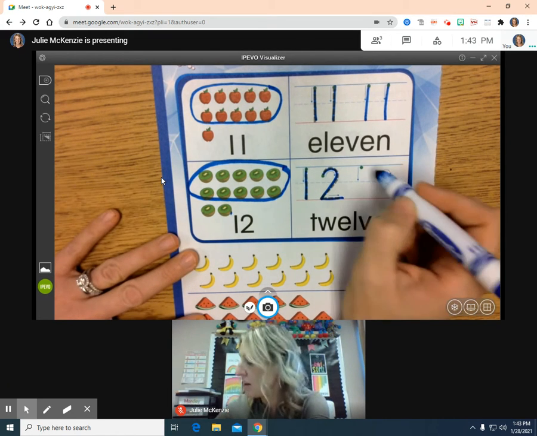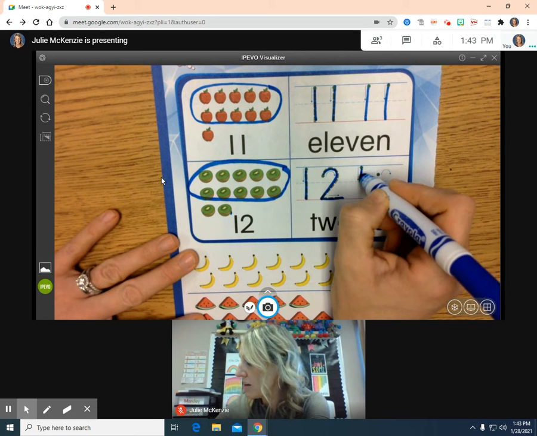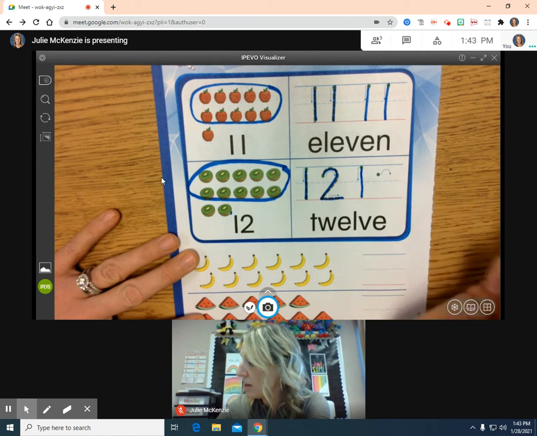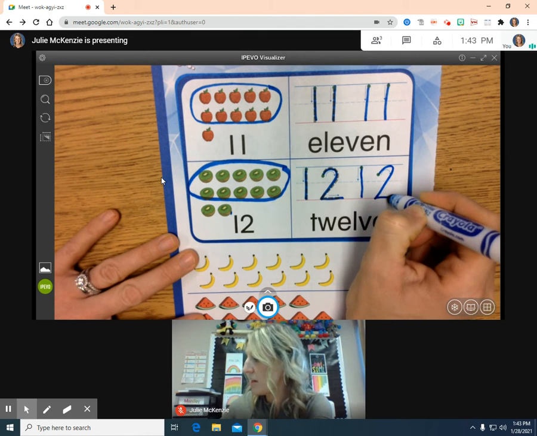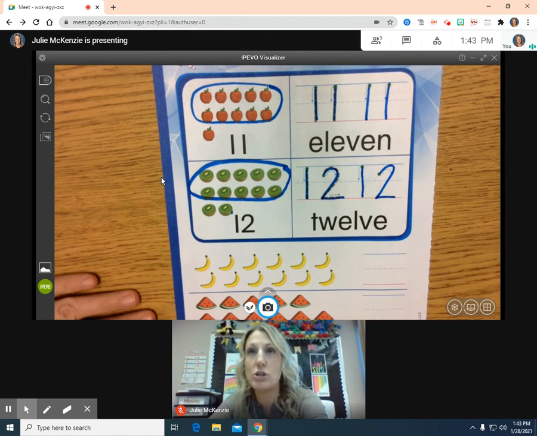Let's write it again. Straight line down, and now you're done. That is how you make a 1. Make half a heart and give it a shoe. That is how you make a 2.